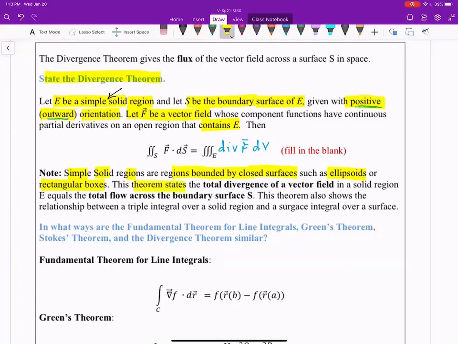This theorem states that the total divergence of a vector field, which is the right hand side, in a solid region E equals the total flow across the boundary surface S, which is the left hand side of the theorem, which is the surface integral. This theorem also shows the relationship between a triple integral over a solid region and a surface integral over a surface.